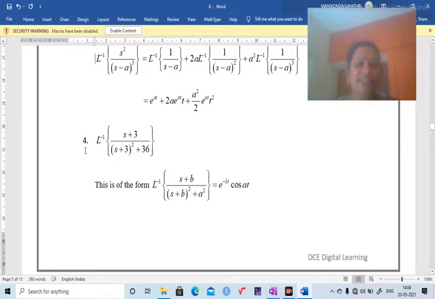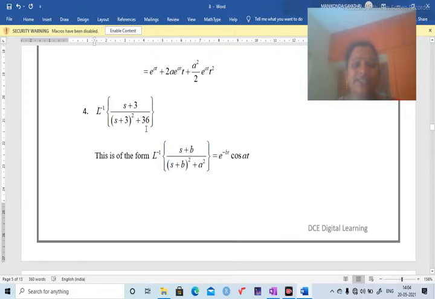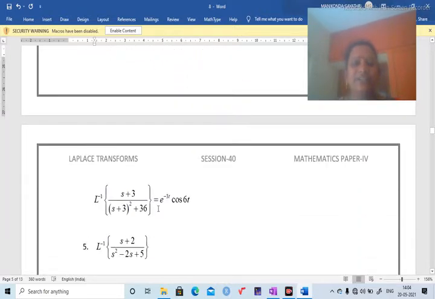Next one, L inverse of (s plus 3) by (s plus 3) whole square plus 36. Here we have one standard formula, that is L inverse of (s plus b) by (s plus b) whole square plus a square equal to e power minus bt into cos at. Here a square equal to 36 means 6 square, that's why a equal to 6, b equal to 3. Therefore, the answer is e power minus 3t into cos 6t.